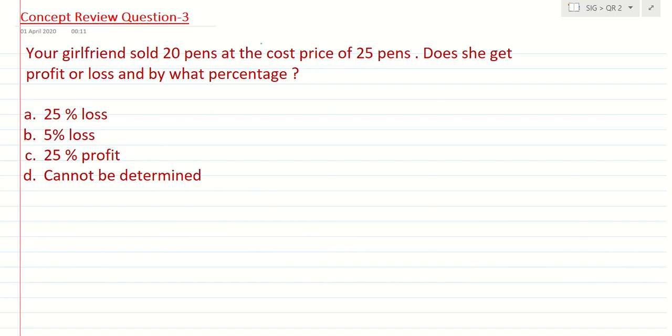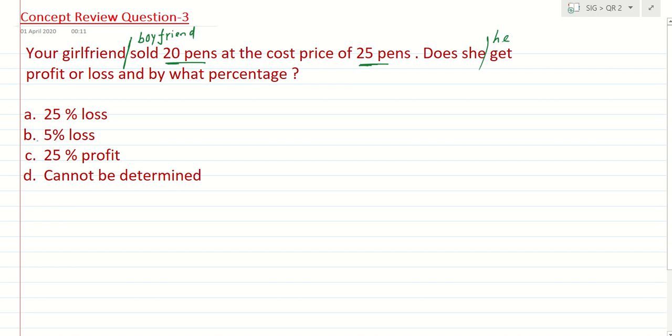Here, the question reads: someone sold 20 pens at the cost price of 25 pens. Why girlfriend only? It could be boyfriend too, no? The question is partial. Okay, sold 20 pens at the cost price of 25 pens. Simple, right? Does he or she get profit or loss, and by what percent? For sure it is a profit, correct?